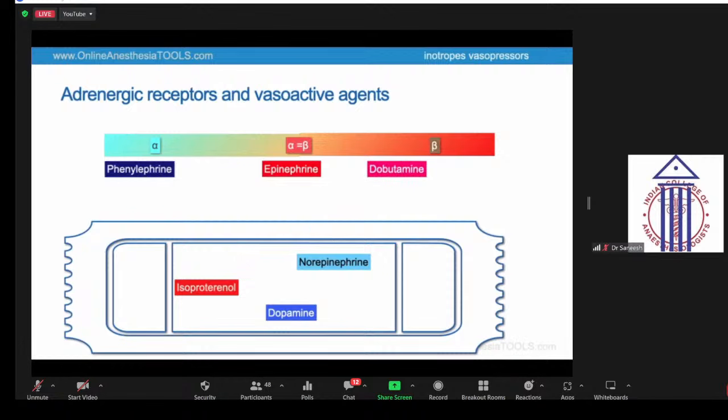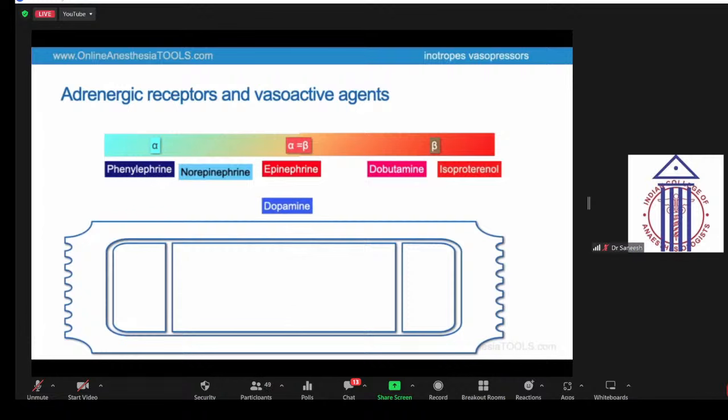Dobutamine is towards the beta end, predominantly acting on the beta receptors. Isoproterenol is further on the beta side. Norepinephrine is more towards the alpha adrenergic receptor affinity and action. Dopamine is interesting because in lower doses, its actions are on dopamine receptors and beta adrenergic receptors, and in higher doses, it switches over to alpha adrenergic effects.